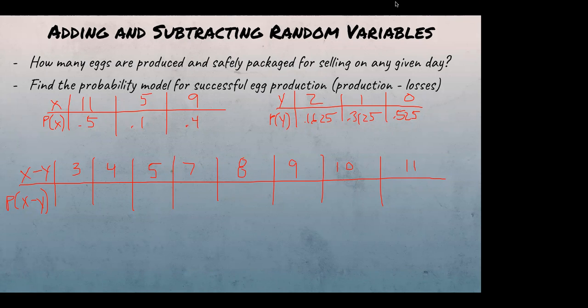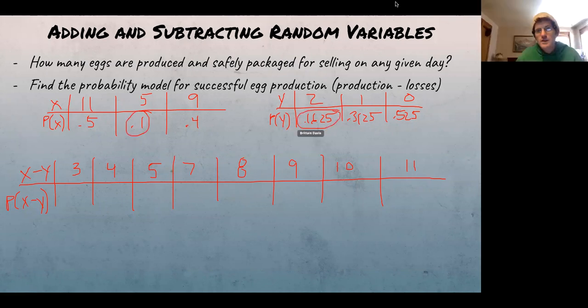Is it 0.1 times 0.1625? That's it. We take the probability of getting 5 eggs times the probability of breaking 2 of them. And we're assuming independence here. That's an important assumption, but that's going to be an assumption that we use. So we can just multiply it out. So in this case, 0.1 times 0.1625, 0.01625. Do we need to do another one, or do you kind of feel like you could fill in the rest of this table?